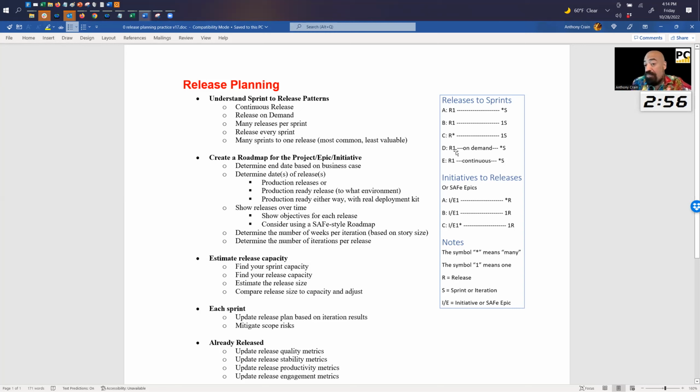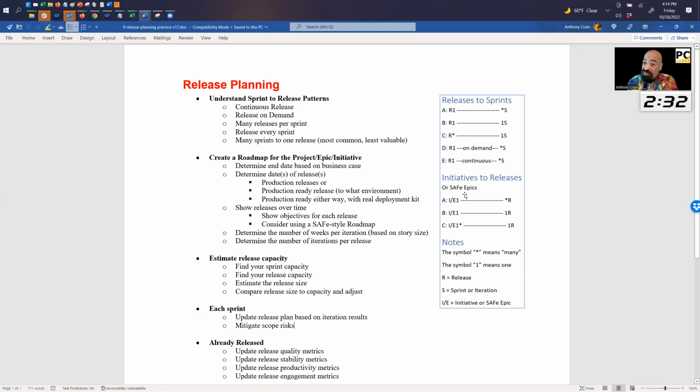D is release on demand. What that means is whenever someone says release, you release. And that could be many sprints, or it could be many times within a sprint. So that star probably shouldn't be there. And then continuous. Continuous is when you save your work, it's in production already. So everything you do is in production. There are risks and rewards to that pattern as well. And again, that star probably shouldn't be there.